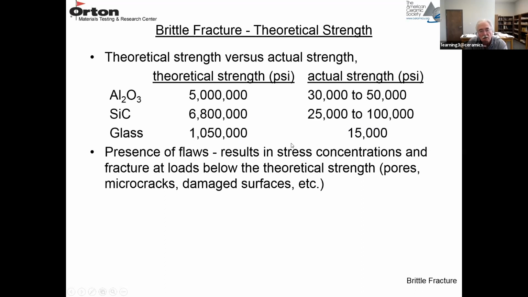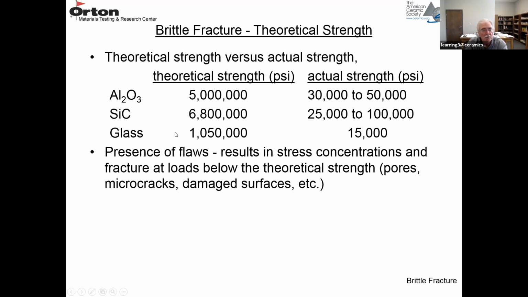Well, all of these materials have flaws. The flaws are stress concentrators, and it causes a fracture at loads much lower than the theoretical strength. Flaws are pores. I mentioned that most refractories have 10 to 20% porosity. I mentioned that they were microcracked. So pores and microcracks are flaws. You can damage the surface just by touching it or rubbing it with another refractory sample.